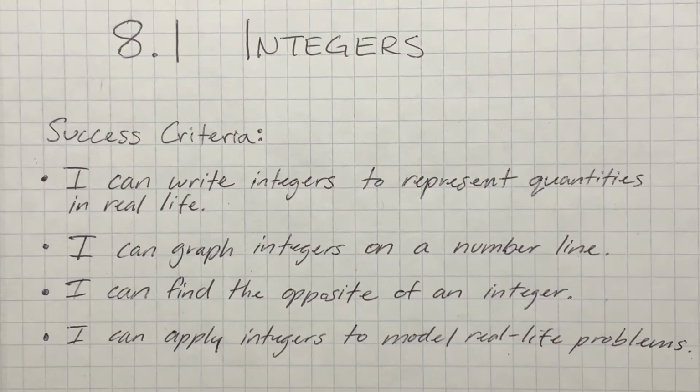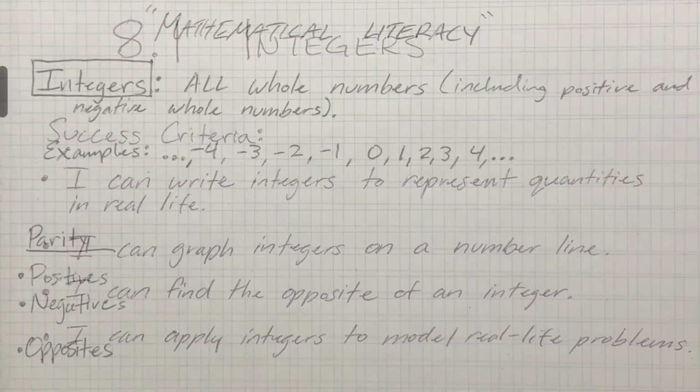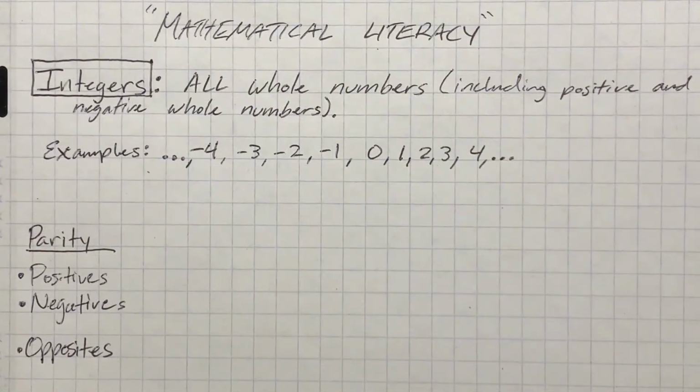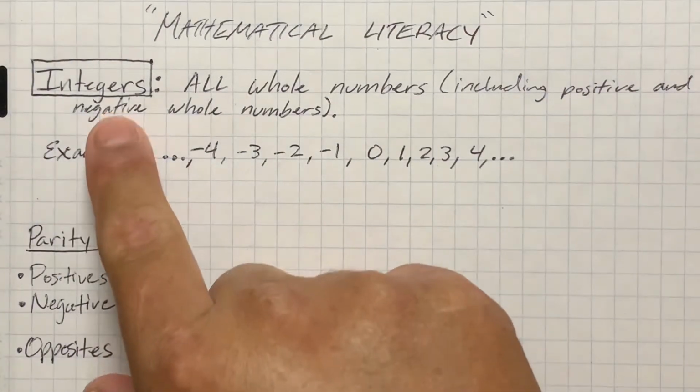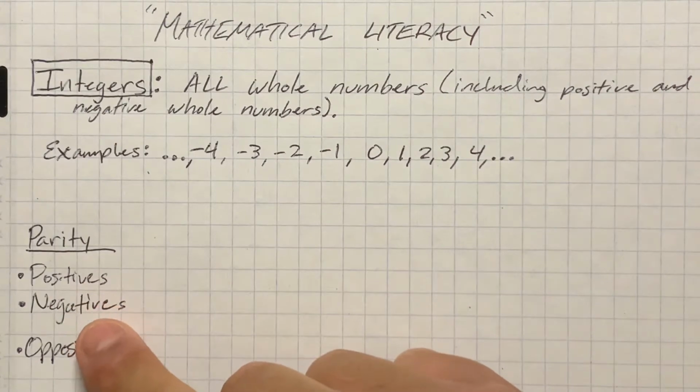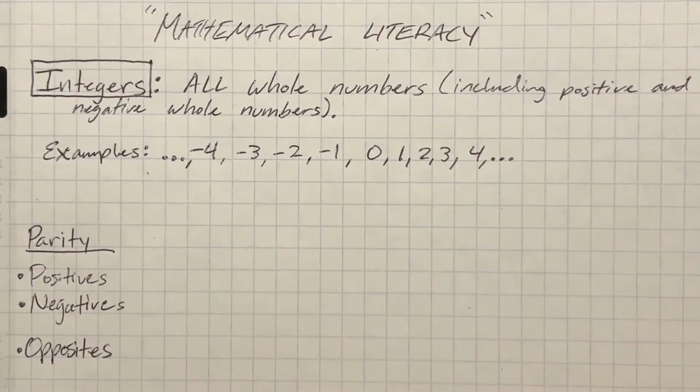Alright, lesson 8.1, integers. Our success criteria is that we're going to be able to write integers to represent quantities in real life. We're also going to graph integers on a number line, and we're also going to use and find the opposite of an integer and apply these integers to model real life problems. For our mathematical literacy, we have integers, positive and negative parities, and opposites.